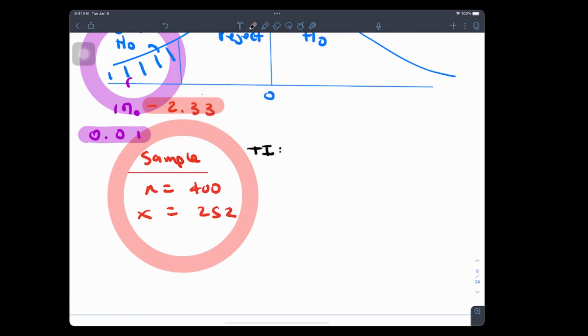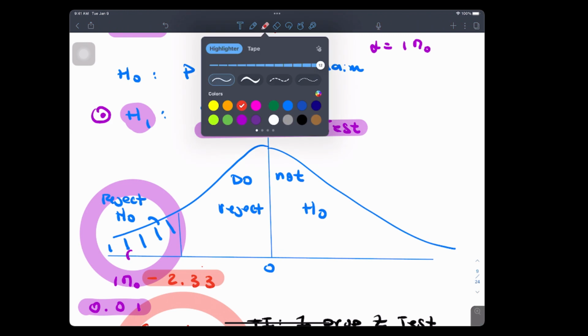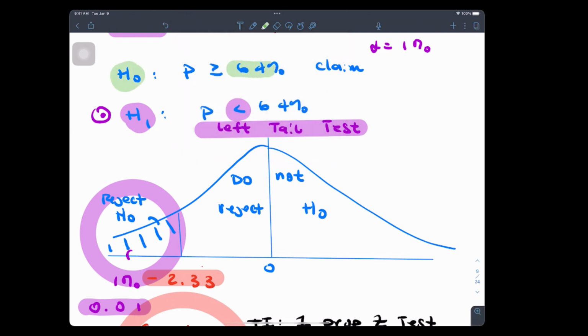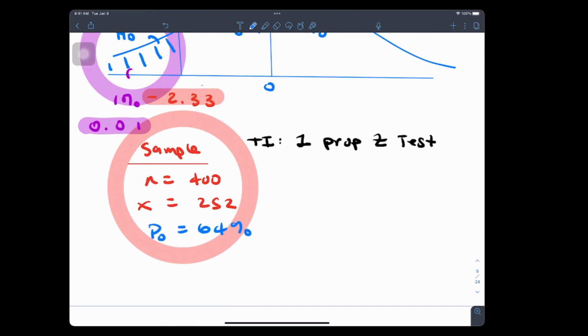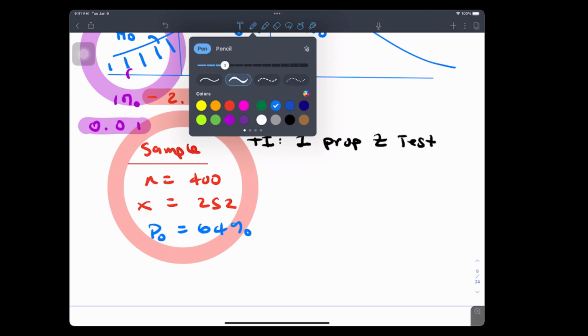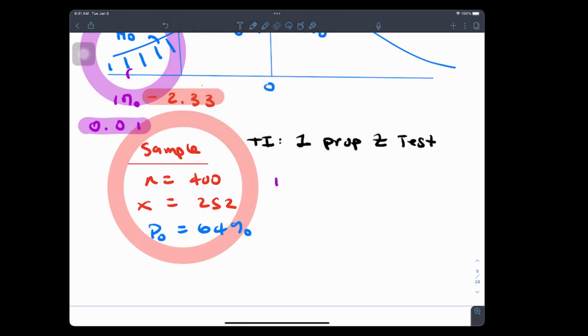So this is the sample information we need for the TI calculator, right? So the TI, 1 proportion z-test. But don't forget, why is this green? What does this mean here? Isn't this my P naught? 64%? So P naught equals that 64%, okay? That's going to be used in the TI. So we need a test statistic. We need to see where that test statistic lies on the decision rule. Okay? So let's punch this in.